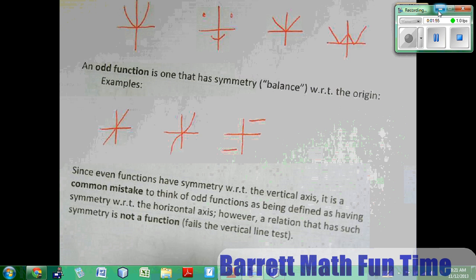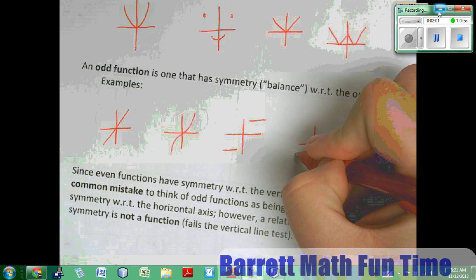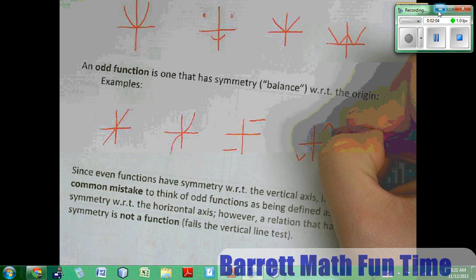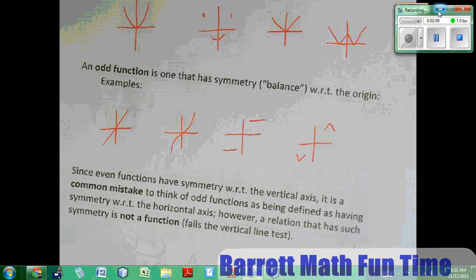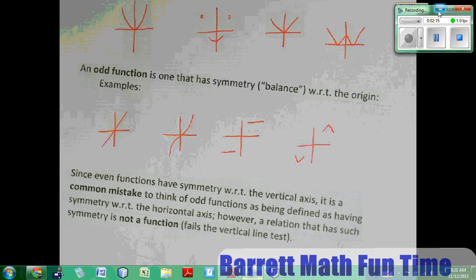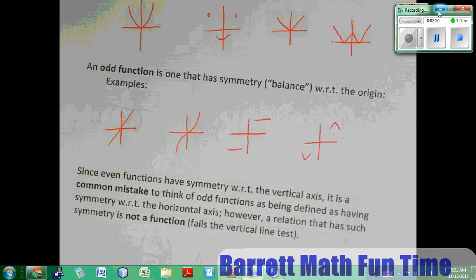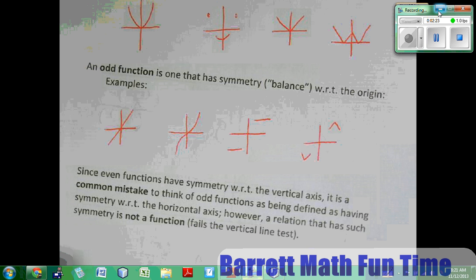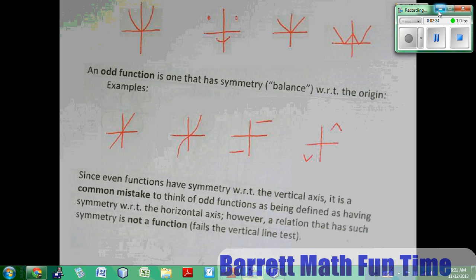So you do another one? Yeah. We could do that. You do circles. Circles? No, it's not a function. Why not? Because it wouldn't pass the vertical line test. Can you do a smiley face in the bottom left corner and the front? No, because it wouldn't be a function. I guess if you wanted to do the smiley face.